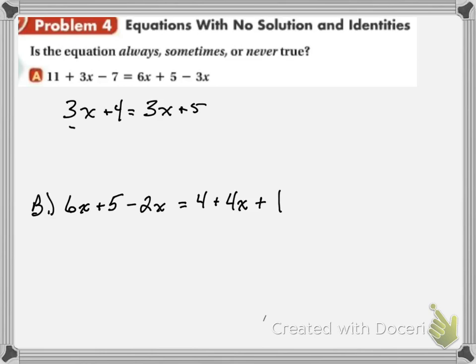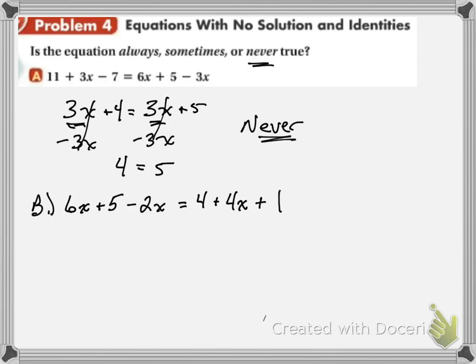How do I know this is going to cancel? Well, 3x and 3x, the same variables on both sides of the equation. It's always going to cancel if that's the case. Well, let's go through the process. Subtract 3x, subtract 3x. 3 minus 3 is 0, so that's gone. So I end up with 4 equals 5. Is 4 ever equal to 5? And, of course, we know 4 doesn't equal 5, so my answer is never.